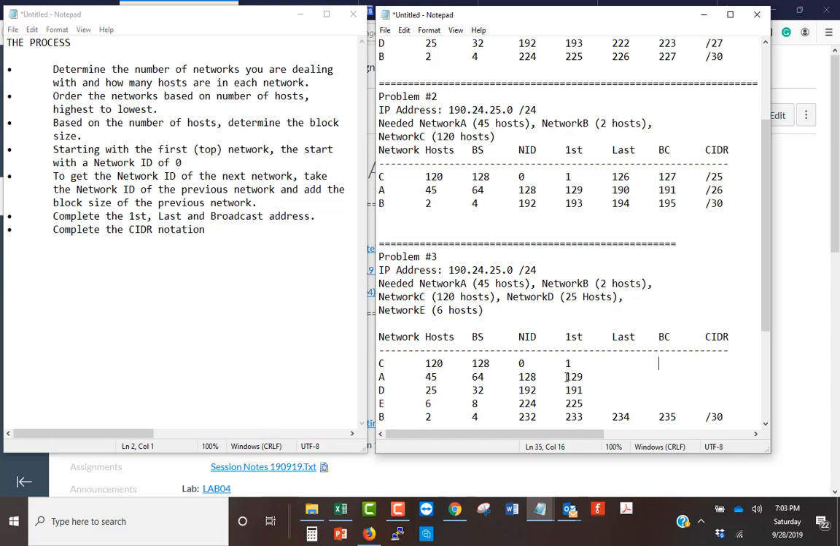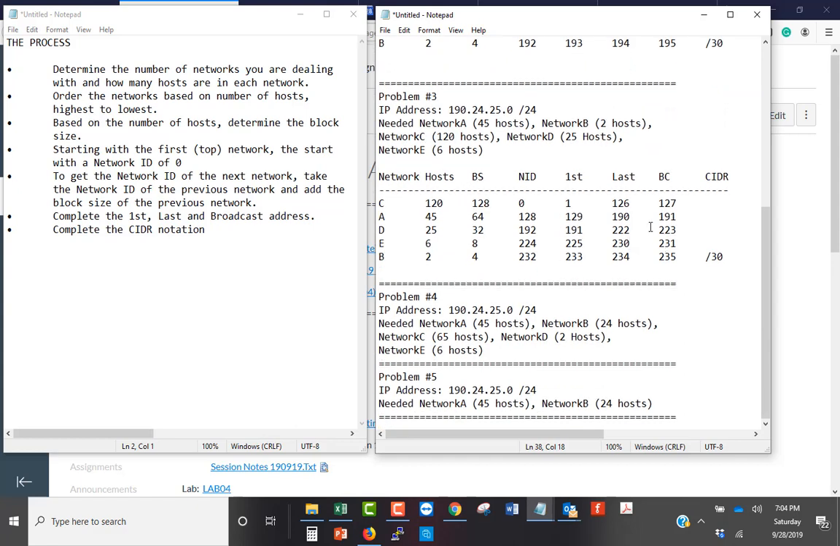1 less than the network ID: 127, 191, 223, 231. And then finally our last addresses: 126, 190, 223, 222, and 230.